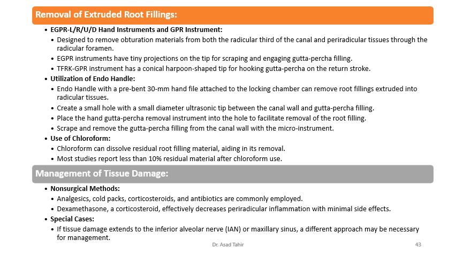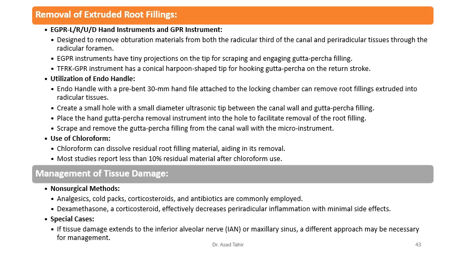Use of chloroform: chloroform dissolves residual root filling material, aiding in its removal. Most studies report less than 10% residual material after chloroform use. Management of tissue damage, non-surgical methods: analgesics, cold packs, corticosteroids, and antibiotics are commonly employed. Dexamethasone, a corticosteroid, effectively decreases pararadicular inflammation with minimal side effects.